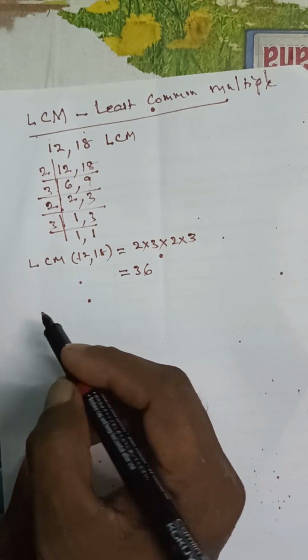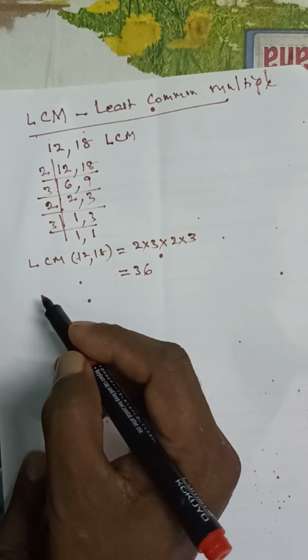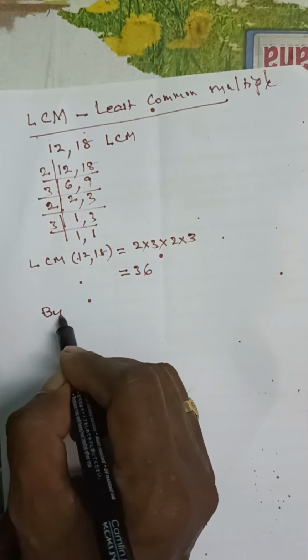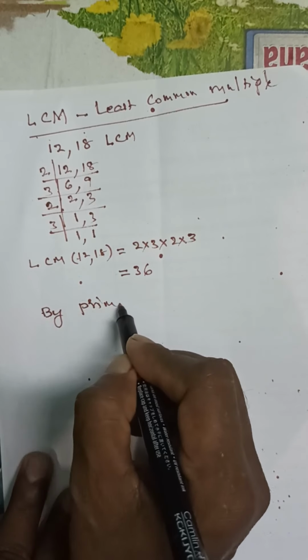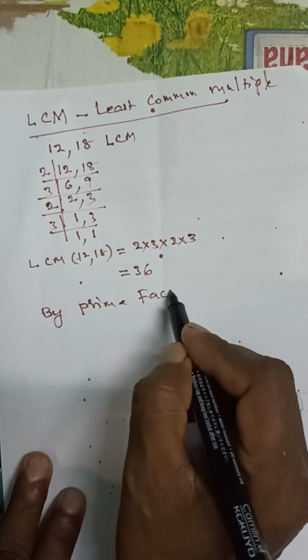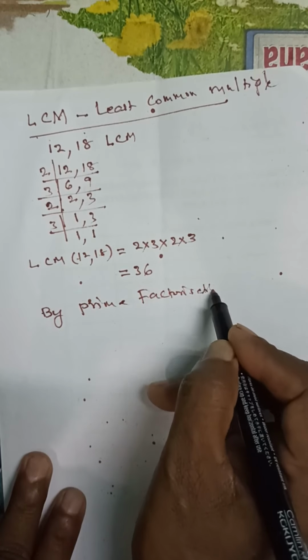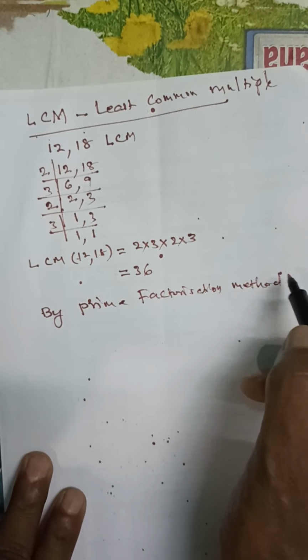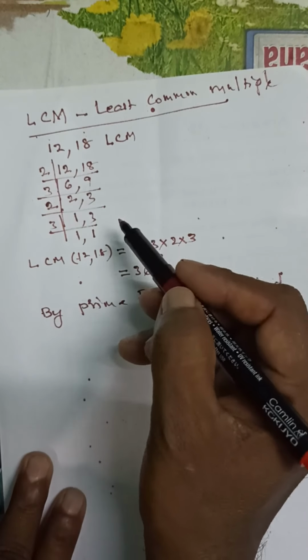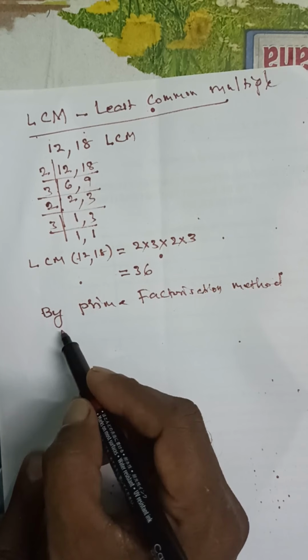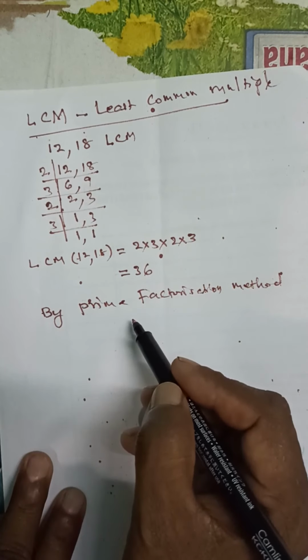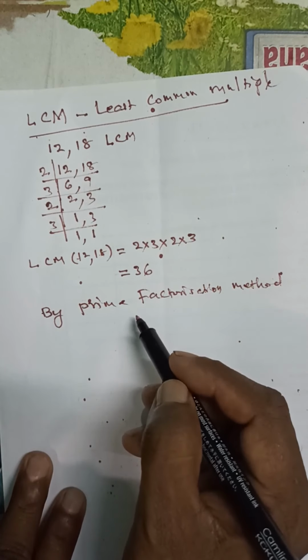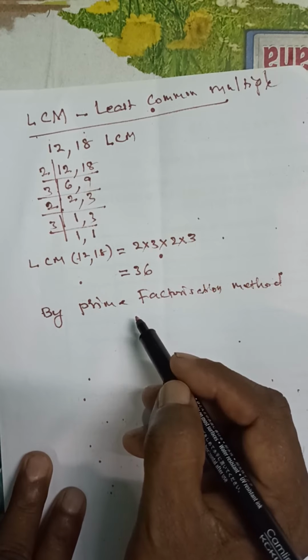Now we are going to learn how to find the LCM by the prime factorization method. This is the second method, which we already know. We are going to learn about this prime factorization method, and how to find the LCM using it.